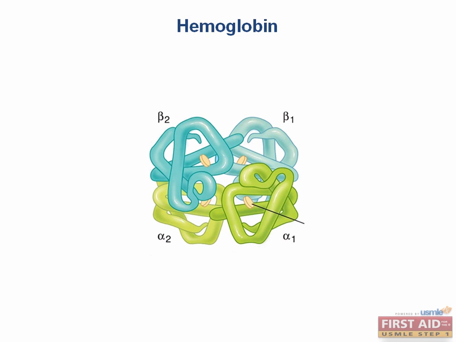Adult hemoglobin is a polypeptide comprised of 2 alpha and 2 beta subunits. Do you remember the other major kind of hemoglobin that occurs during development? Yes, fetal hemoglobin. And how is fetal hemoglobin different than adult hemoglobin? Well, fetal hemoglobin is comprised of 2 alpha and 2 gamma chains.